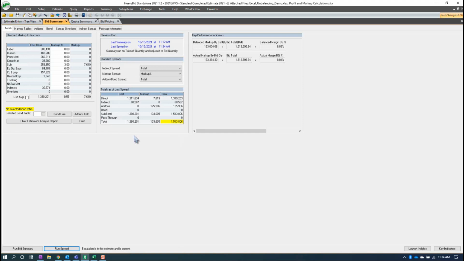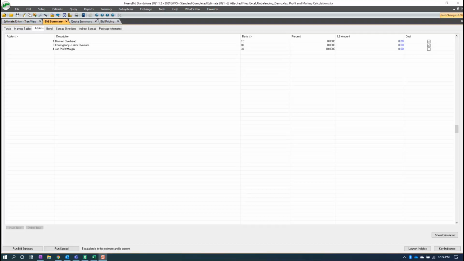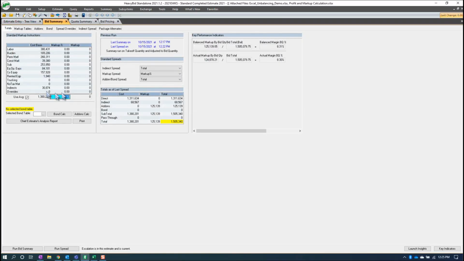It should be set up company-wide, how to go about this, using the margin instead of the percentage of cost. And I go back now to my totals tab, and I have to go put my 3% on the sub. There you go. And run my spread. Now here's one warning I'll give you. If you do this method, do not use markup percentage.